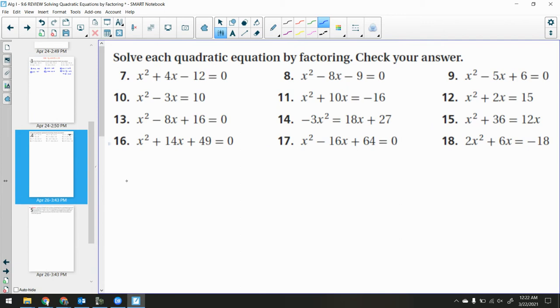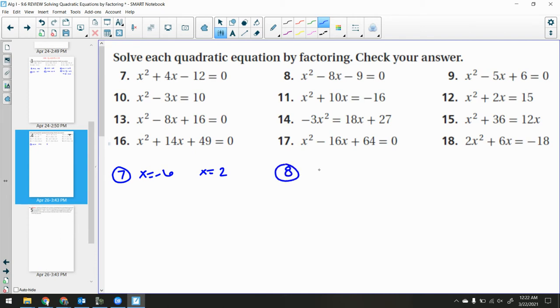Okay, let's take a look here. I'm just going to try to read through some of these answers. I think I'll be able to get through a bunch of them without even needing to write much down. Number 7, it looks like it's going to factor into positive 6 and negative 2. So we're going to have x is equal to negative 6 and positive 2.